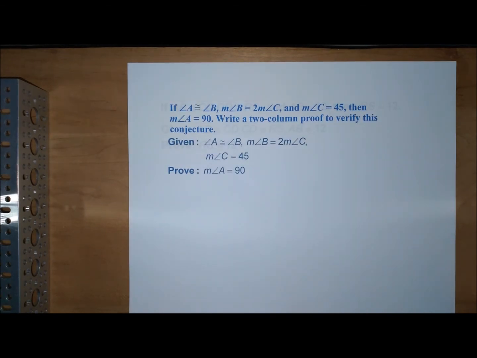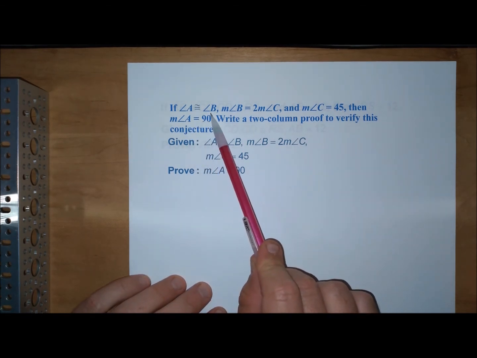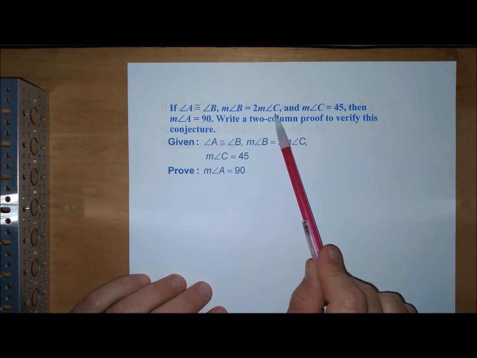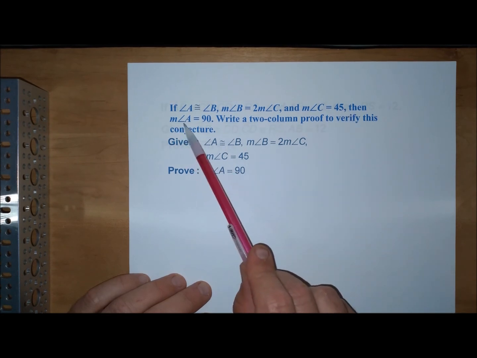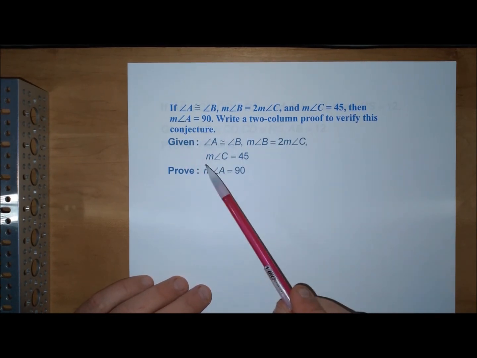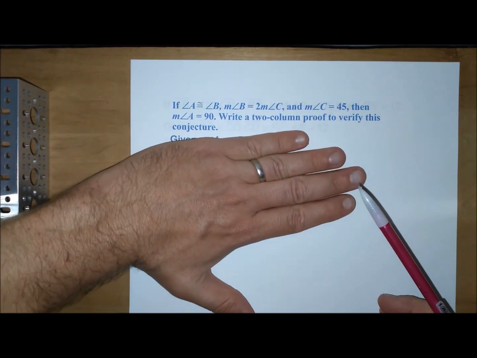All right, let's try our first geometric proof now, okay? If angle A is congruent to angle B, the measure of angle B equals 2 times the measure of angle C, and the measure of angle C equals 45, then the measure of angle A equals 90. Write a 2-column proof to verify this conjecture. Now, they give us this as well. You may not see this on every problem, okay?